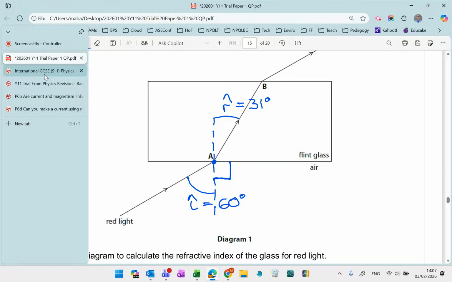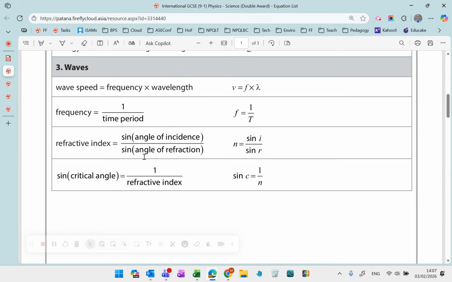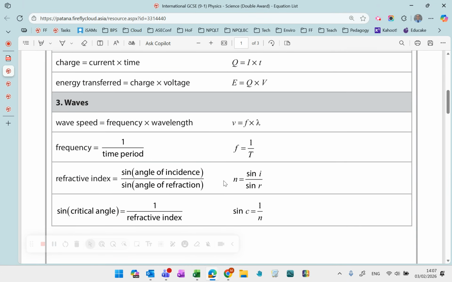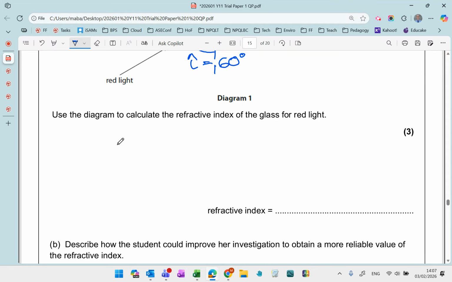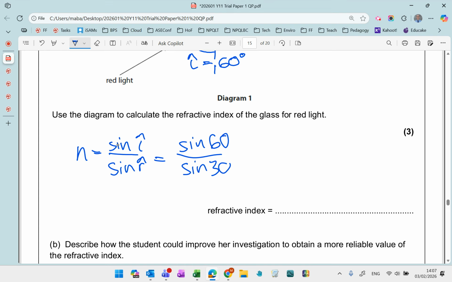All right, so now we need to know the relationship between those two things. It's topic 3, which is the waves topic. And there it is, angle of incidence, angle of refraction. Great, we've got the formula. So n equals sine i over sine r, that's my formula step. So now I can do the substitution: sine 60 divided by sine 30. And then that gets me my answer, which is 1.68147 and so on.